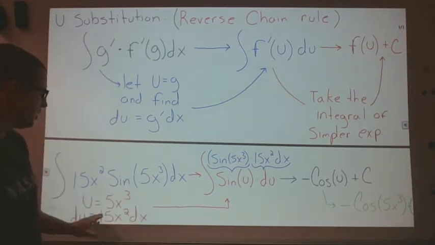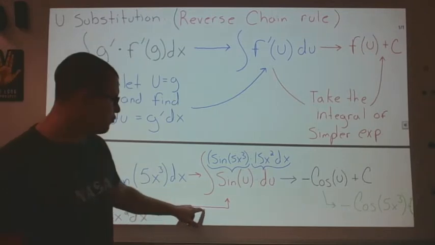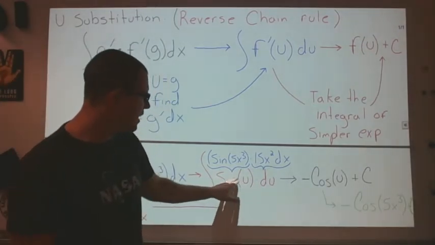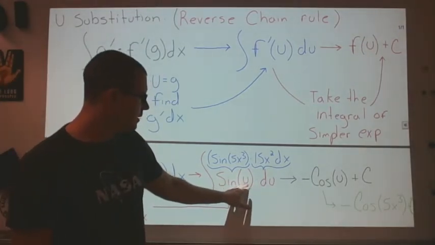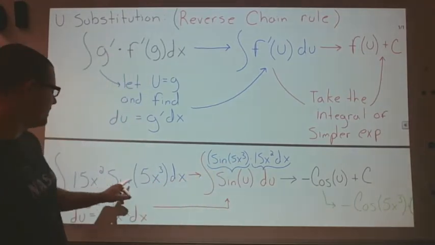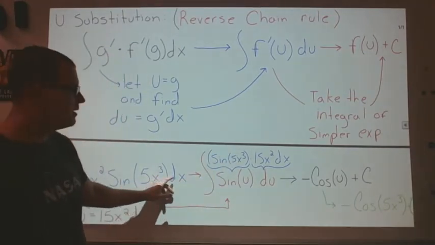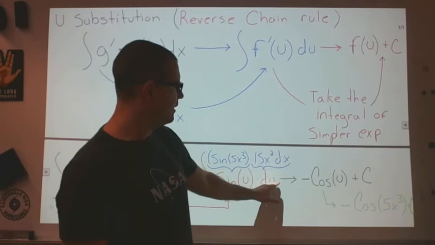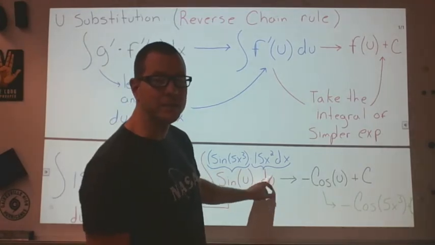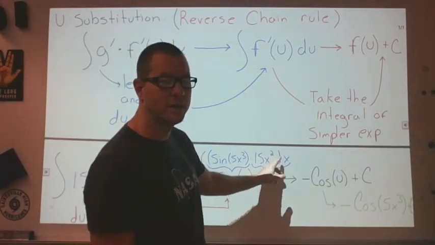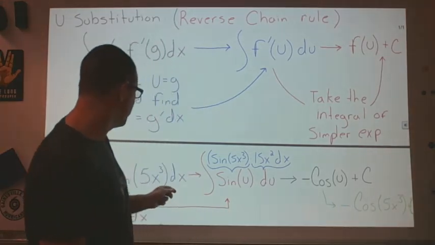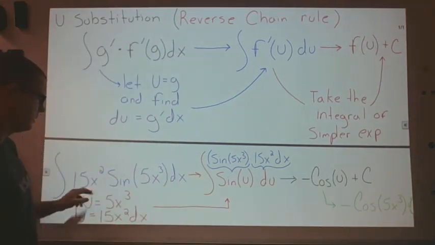But I take these expressions now, and I rewrite my integral. So sine of u, to represent that sine of 5x to the third that we had here. And then, like I said, everything else is kind of packed into that du, the 15x squared and the dx that we found in the original expression.